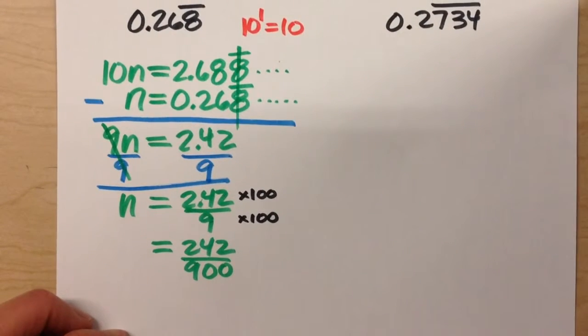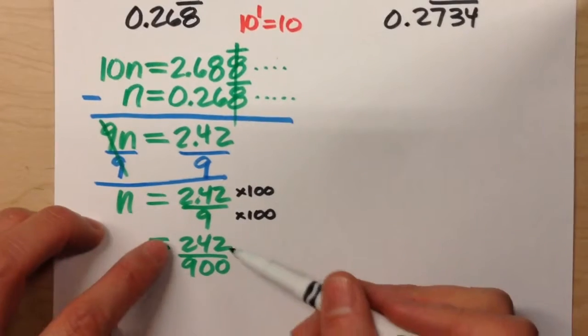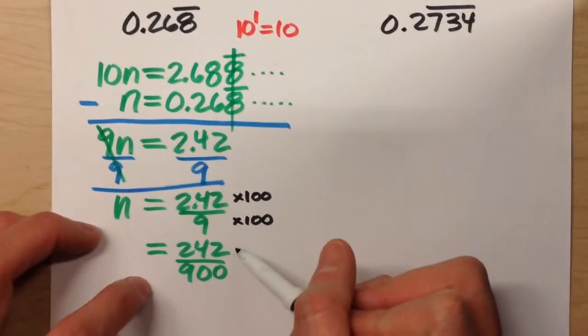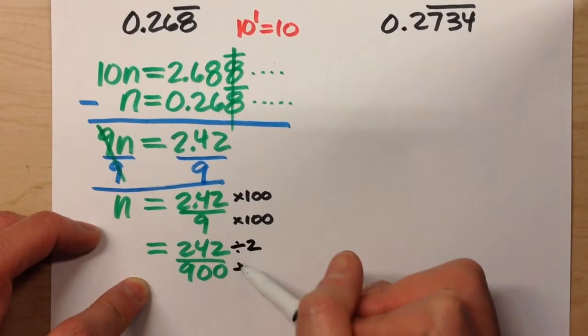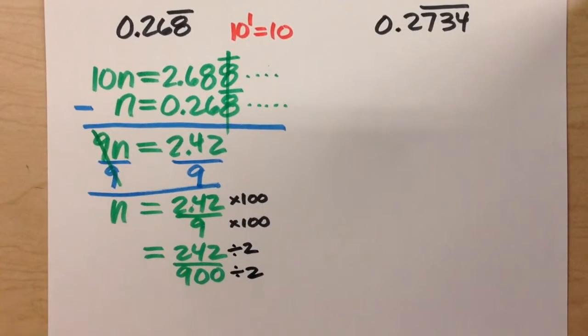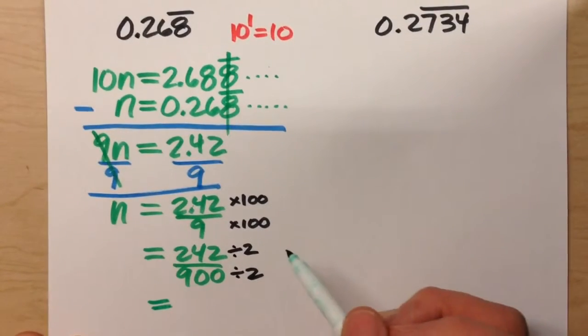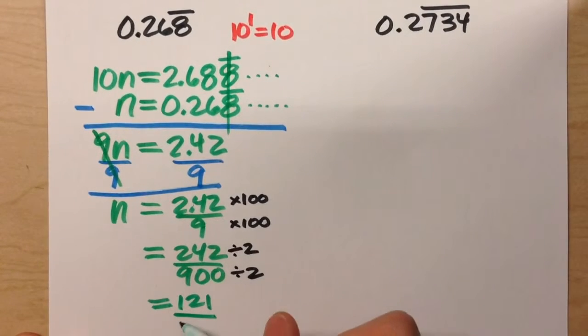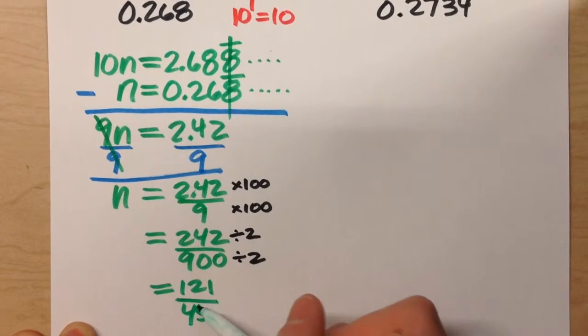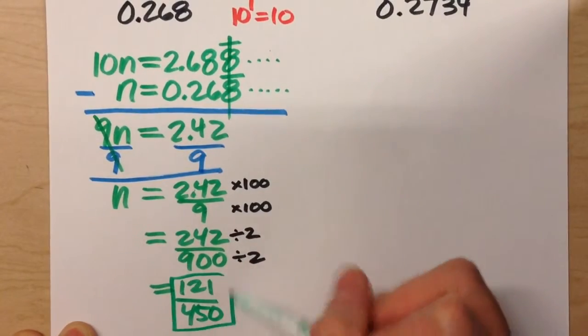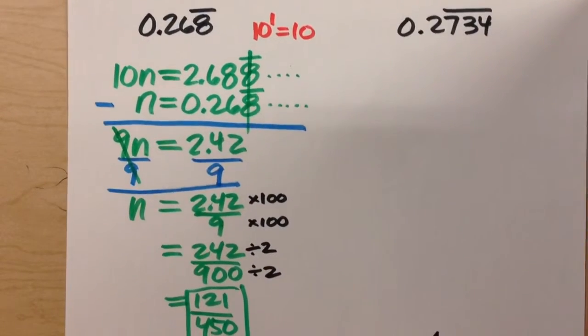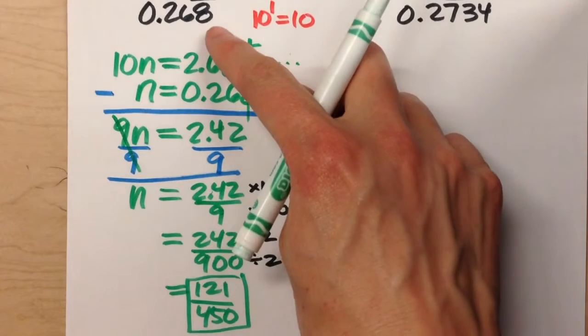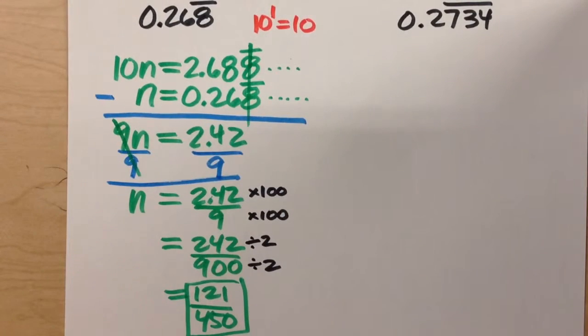But I can reduce that. I recognize right away that they're both even, so I know I can reduce the top and bottom by 2. So my final answer will be 121 over 450. And that fraction is the fraction that will equal 0.268 repeating.